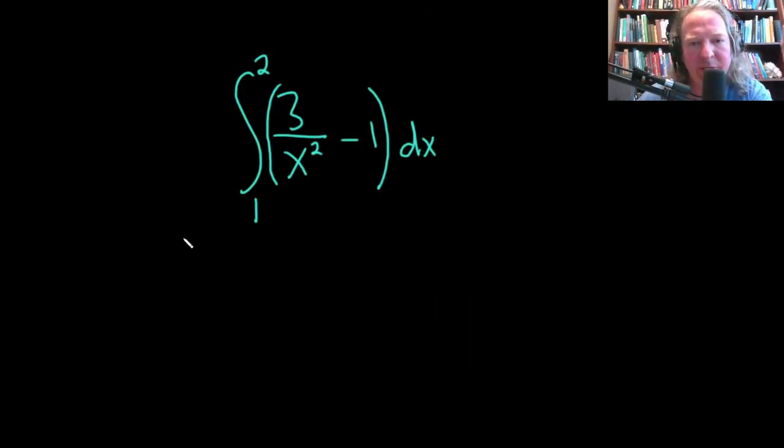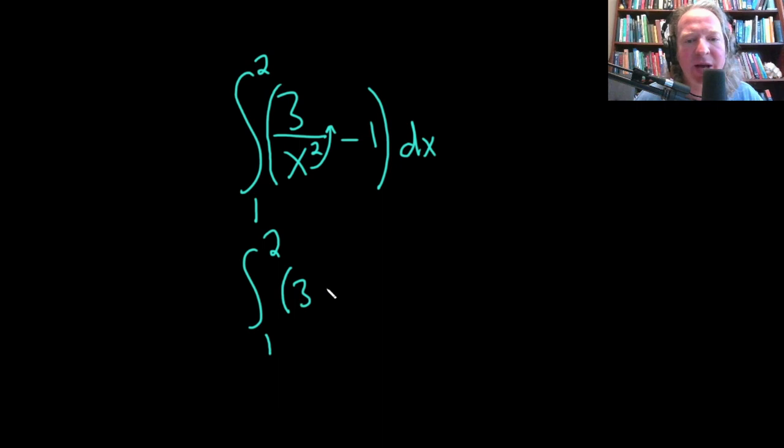In this example, we're going to find the definite integral of 3 over x squared minus 1 from 1 to 2. So the first thing we have to do is write this in a way that allows us to integrate it. So we'll start by taking this x squared and bringing it upstairs. This becomes the definite integral from 1 to 2 of parentheses 3x to the negative 2 minus 1, and then dx.